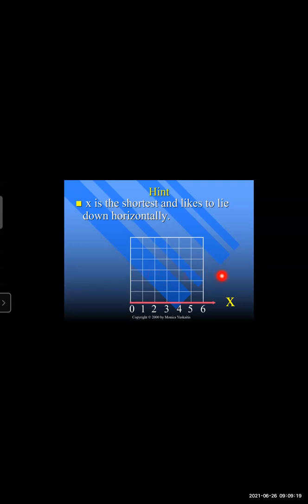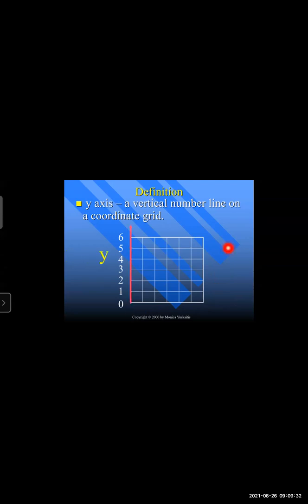Horizontal distance को हम लोग x axis कहते हैं. Now we discuss the y axis. So simple. The horizontal axis is called the x axis. Here, the number line that lies vertically on the coordinate grid is called the y axis. This one is called the y axis.